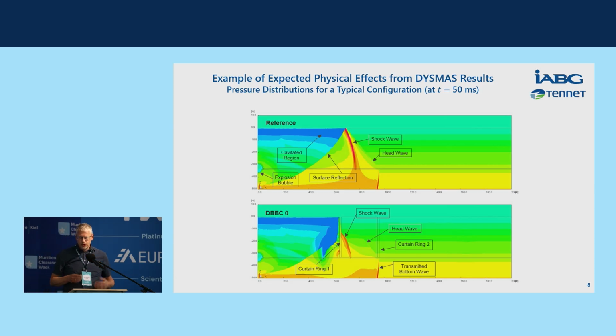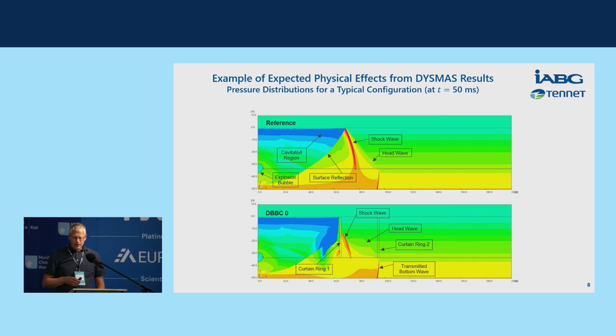Just to give you an impression which effects are relevant here, I've given you an example case. On the left, you have the explosion bubble. From the left towards the right, the primary shock wave is propagating. The top picture shows the reference case without any bubble curtain installed, so no mitigation measures. And on the bottom, at the same time, you have the same configuration, but now with a double bubble curtain installed. And you can already see the difference here.